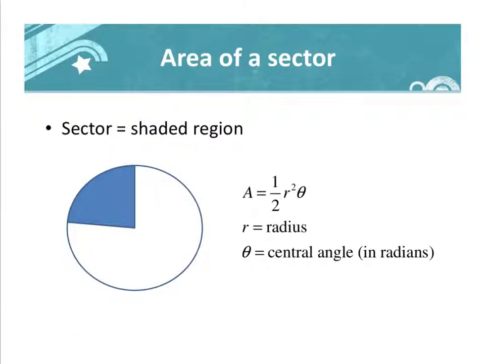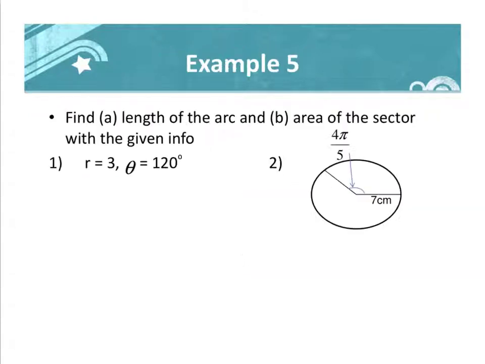For the area of a sector, that would be the area of this shaded region, and that formula would be A equals half R squared theta. R is the radius, theta is the central angle, it must be in radians. We can use that to find the length of the arc, the area of the sector for this given information. So let's take a look at this first part.